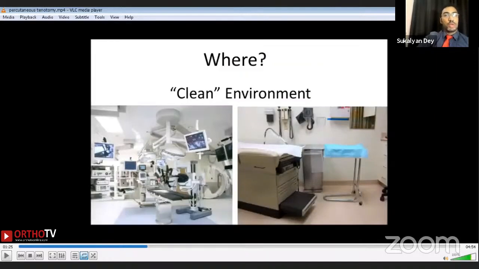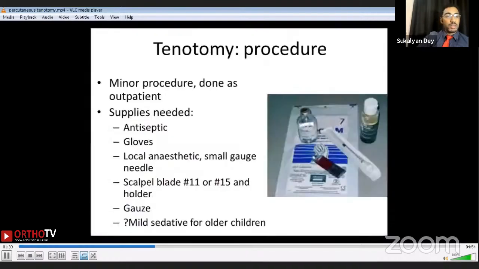Now that we know when to perform a tenotomy, where to perform a tenotomy? So the guidelines say that it should be in any place where, quote unquote, a clean environment can be ensured. It can be a full-fledged operation room, or it can be a place where minor procedures are done. A very important step is always to take written informed consent. Now, how to perform a tenotomy?